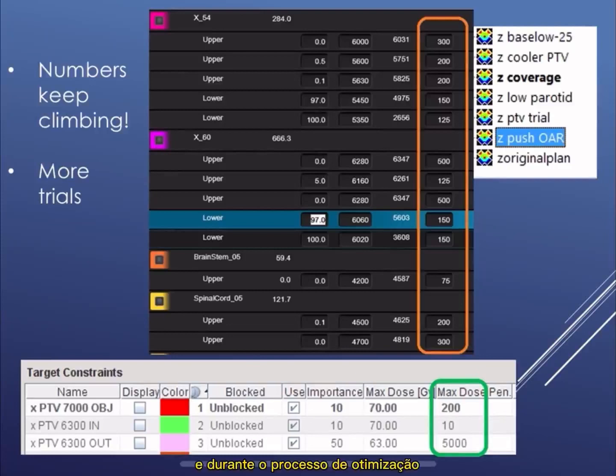And during the optimization process, the numbers keep climbing, and you keep on backtracking, creating more trials, and using more treatment plans, more MUs, taking a longer amount of time in order to get the objectives met.